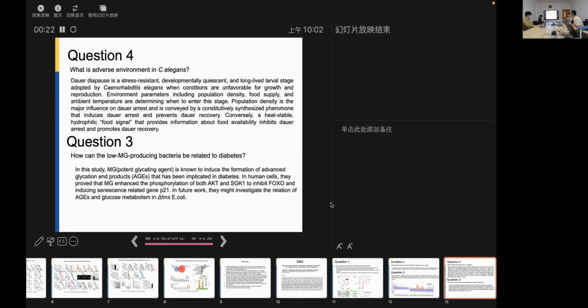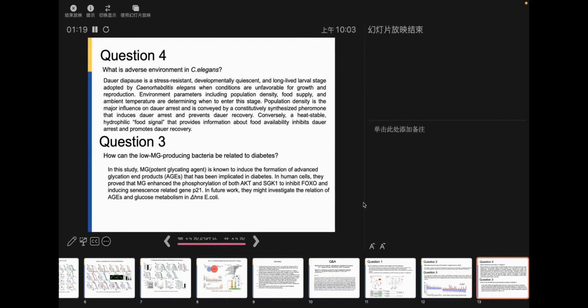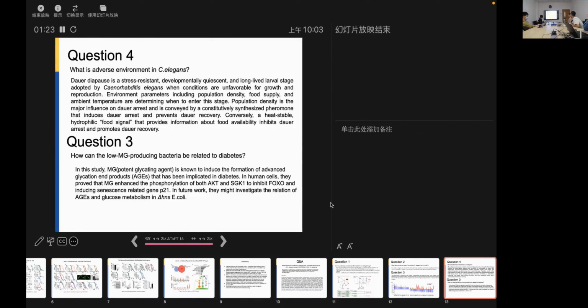So to all of us, Dauer is really... I'm familiar with the term. It's actually a stress-resistant, environmentally induced, long-lived larval stage in C. elegans, when the environment is unfavorable for growth and reproduction. Some environmental parameters, including population density, food supplies, and temperature changes, determine when to enter this stage. Population density is the major influence on that, and also a really hot temperature.